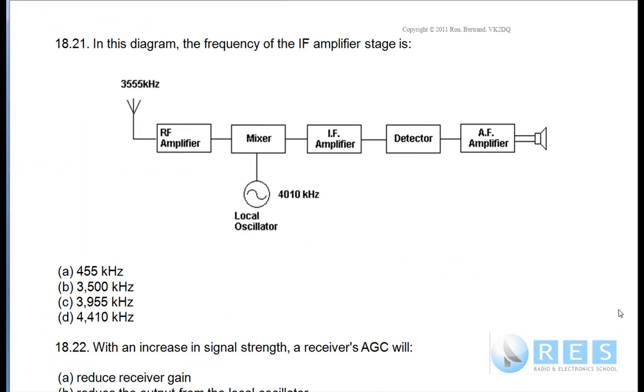Question 18.21. In this diagram, the frequency of the IF amplifier stage, this stage here, is what? Well, they've shown you an incoming signal of 355 kilohertz. The local oscillator is the IF frequency higher than that. So the difference between these two frequencies is the intermediate frequency. So if we subtract 3,555 kilohertz from 4010 kilohertz, we get, need a marker, we get 455 kilohertz.